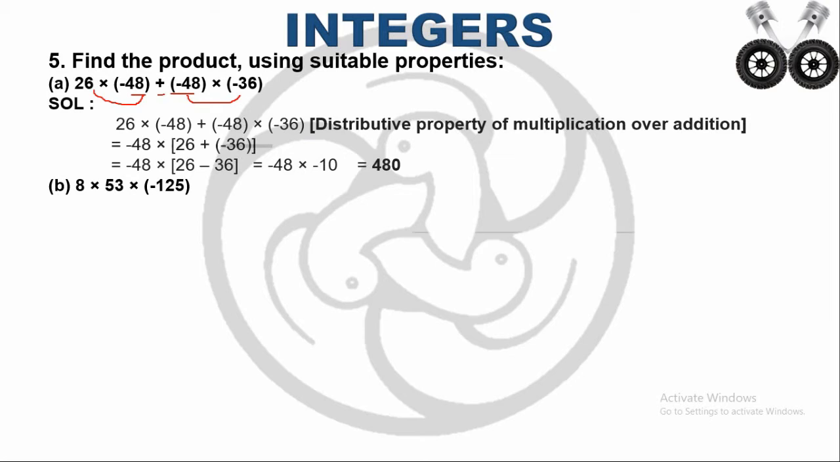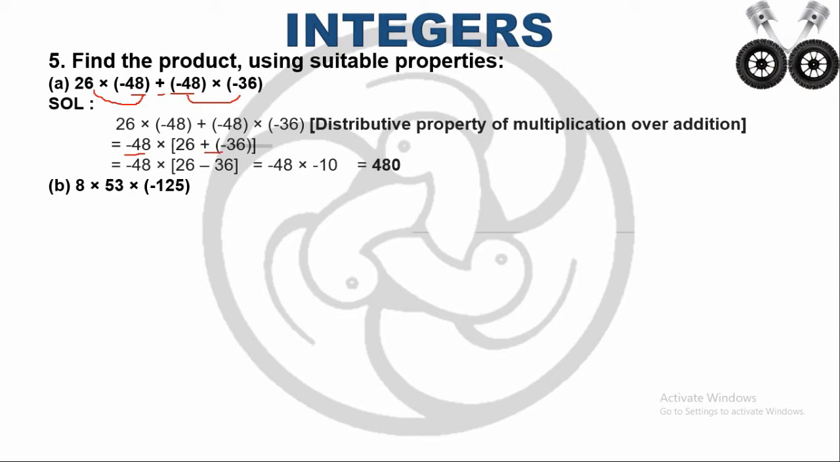What is the middle operator? The middle operator is the plus sign. That means the distributive property of multiplication over addition. So I took 48 outside, the common factor outside. So minus 48 into 26 plus minus 36. What is the order of operations? Anything inside the bracket should be executed first. So 26 plus minus 36.